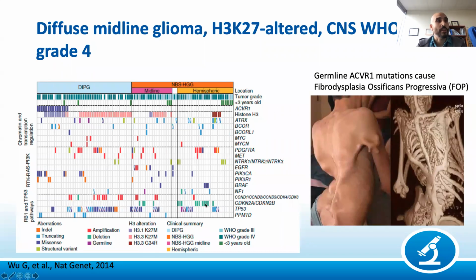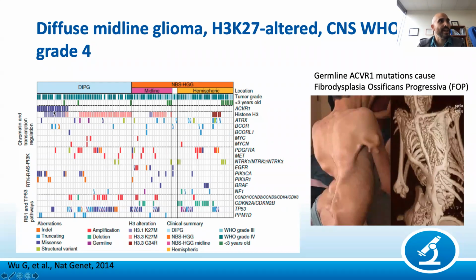And this is one of the papers that laid that out definitively, as you see, DIPG and midline gliomas are highly enriched in these. Interestingly enough, there's also a subgroup that has amplifications in EGFR. This is actually recognized as a subset by the WHO as well now: diffuse midline glioma, EGFR amplified.